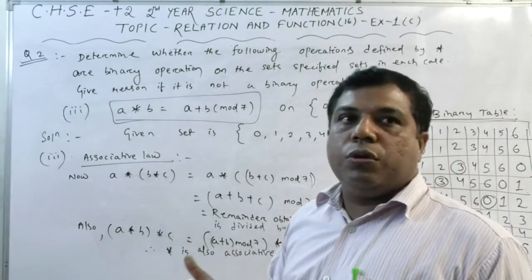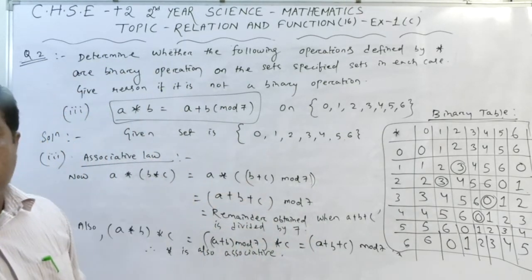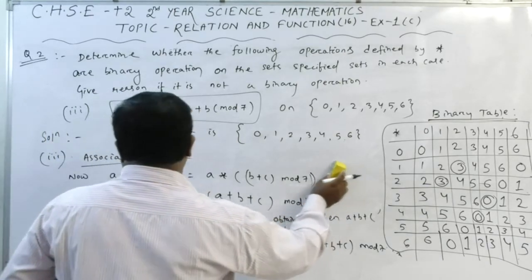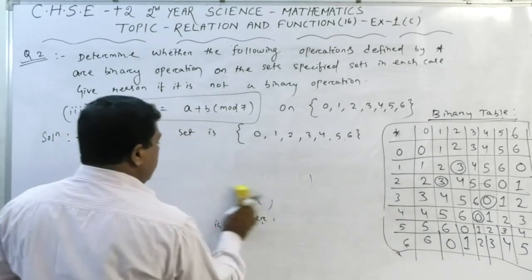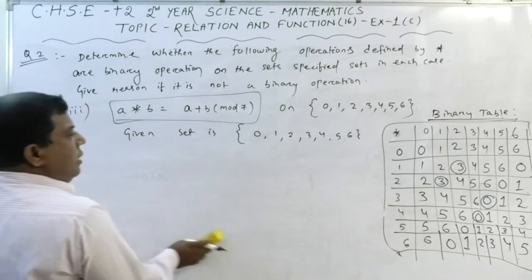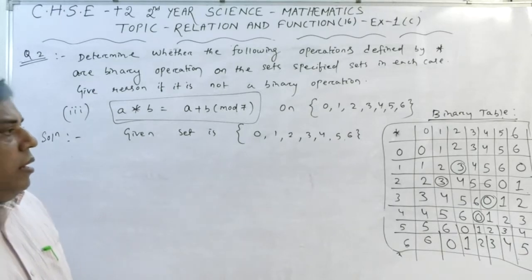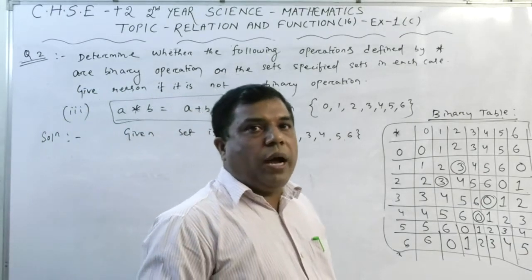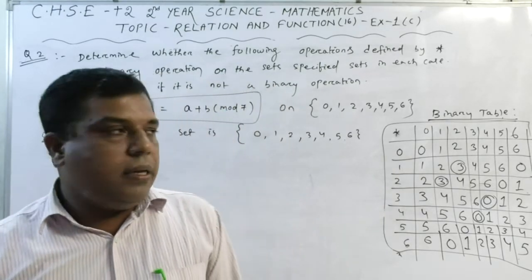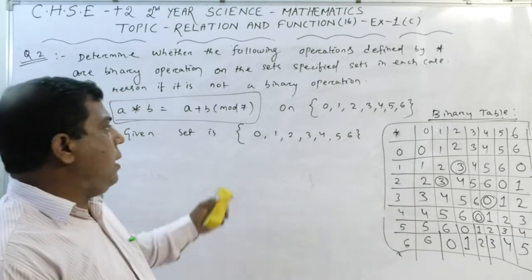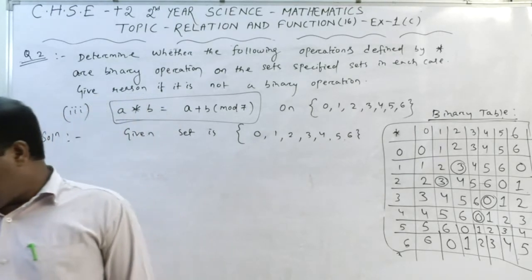Now we are going to show the existence of identity in this case. That can be verified from the table also. So I am cleaning this one, and I am going to show the existence of identity and existence of inverse in this case. Now, what is the meaning of identity? Identity is such an element E which, operated with some element from 0 to 6, gives us the same value. That is the meaning of identity.